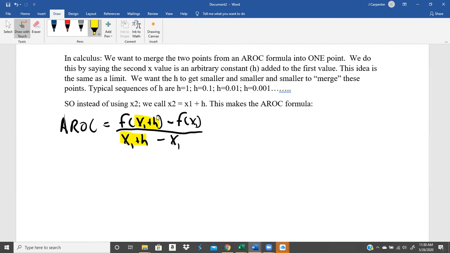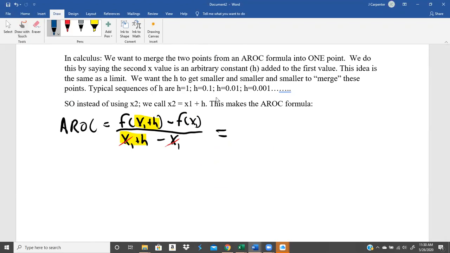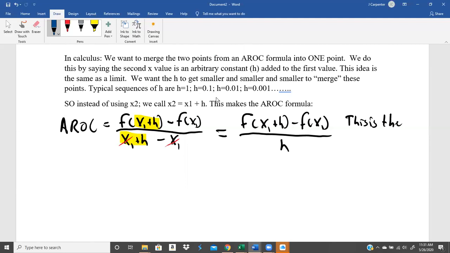But check this out. x1 in the bottom minus x1 in the bottom, those two things are going to cancel each other out. And what this thing turns into is f of x1 plus h minus f of x1. The top does not change, but the bottom does. The bottom is just an h. This right here is known as, and again, this was seen in calculus, the difference quotient.